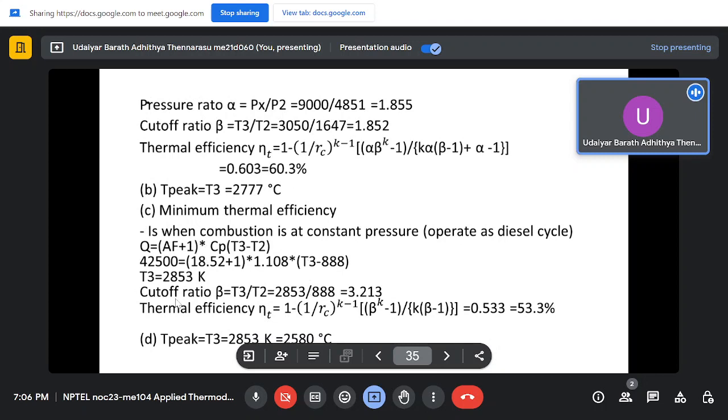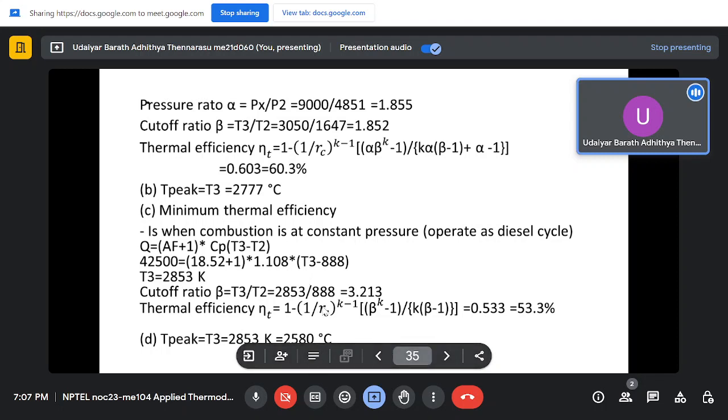This being a diesel cycle, the thermal efficiency of the diesel cycle is given by the dual cycle formula if you substitute alpha as 1; the dual cycle thermal efficiency converts to the diesel cycle thermal efficiency. On substituting, we have already calculated the cutoff ratio.